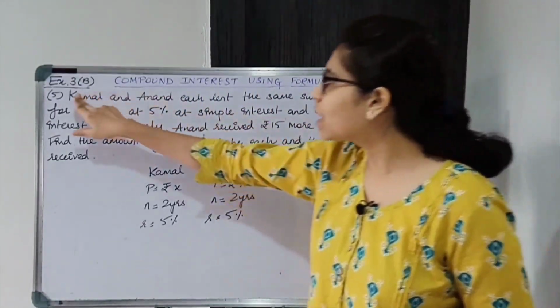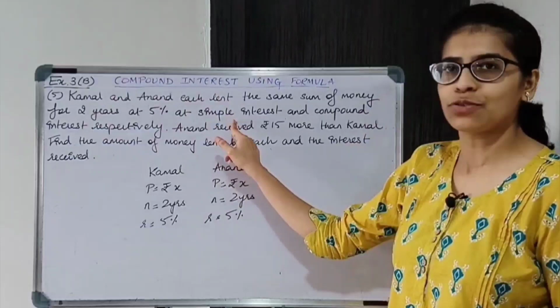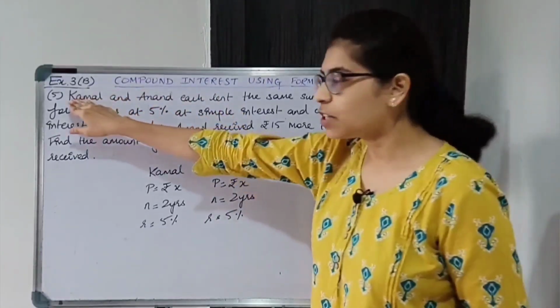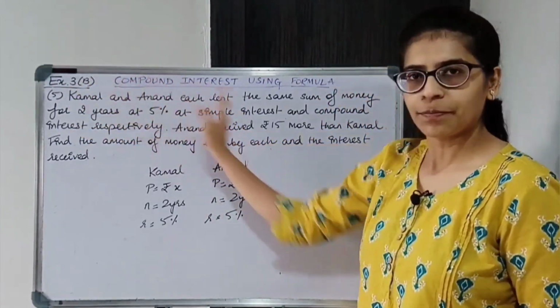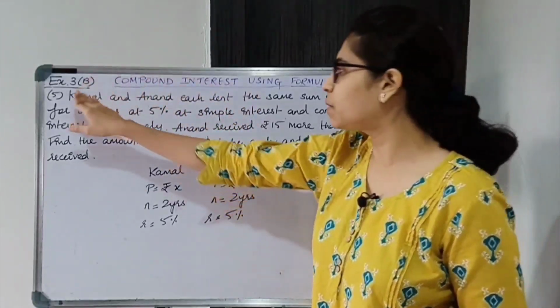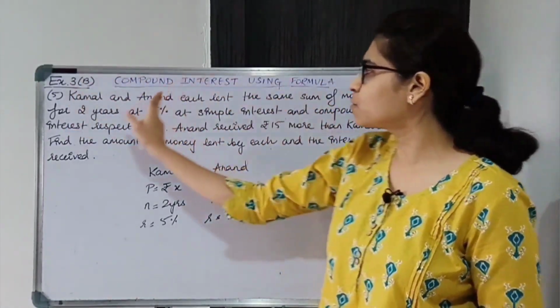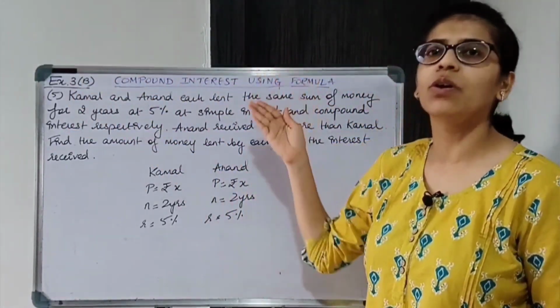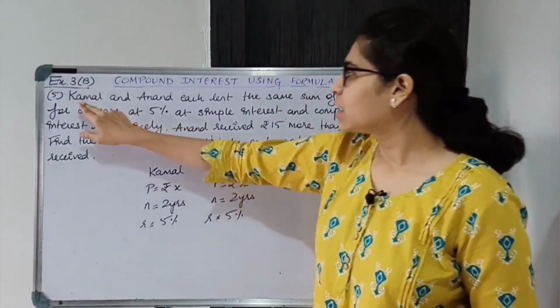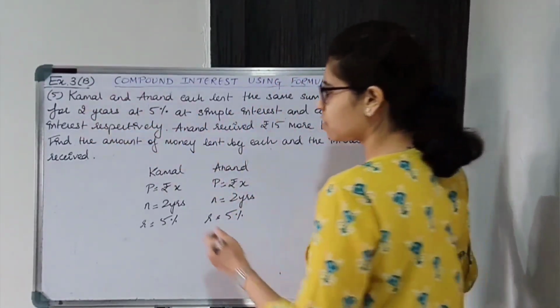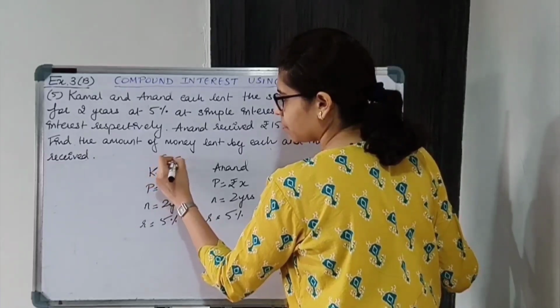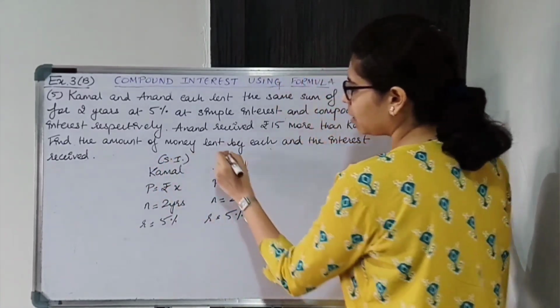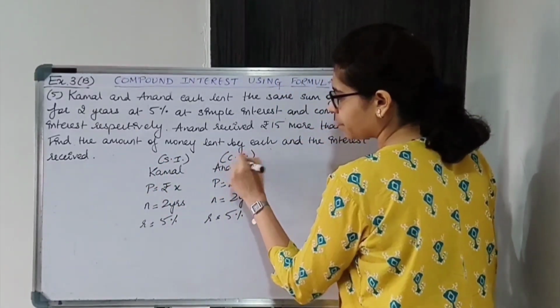Okay, so Kamal is investing at simple interest. Okay, the first one applies for the first. Simple interest is mentioned first, so it applies for the first person and compound interest for the second person. Go in order. Okay, so Kamal is investing at simple interest and Anand at compound interest.